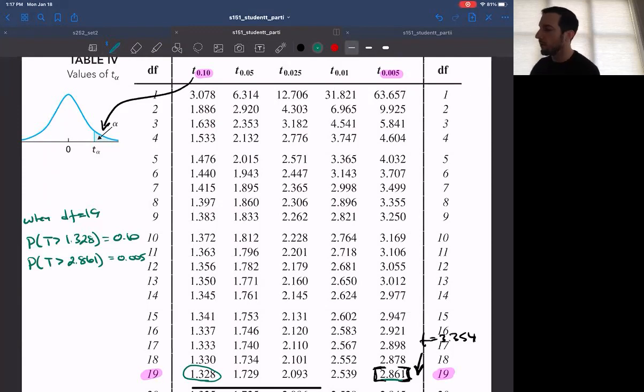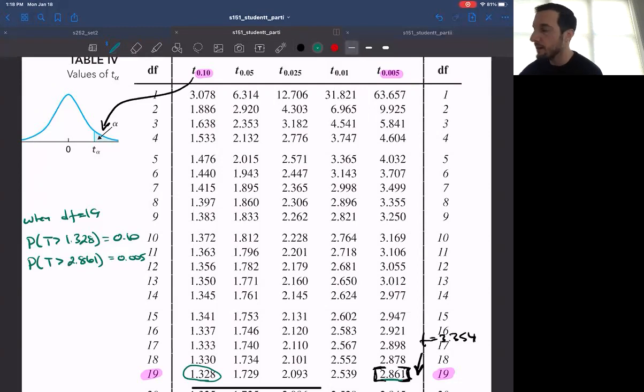Okay, so our test statistic is 3.354. 3.354 is bigger than 2.861. Therefore, if the probability that a value is greater than 2.861 is 0.005, then the probability of observing a t-value larger than 3.354 must be smaller than 0.005.